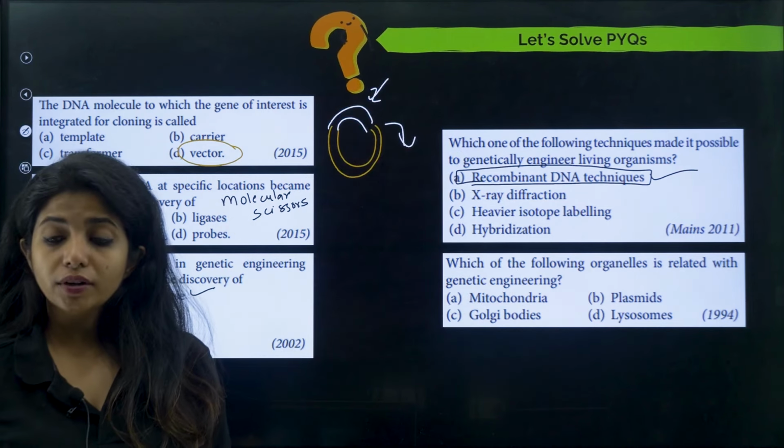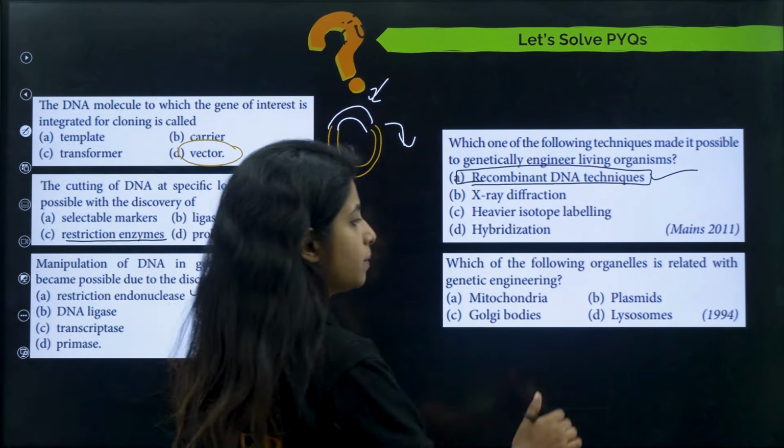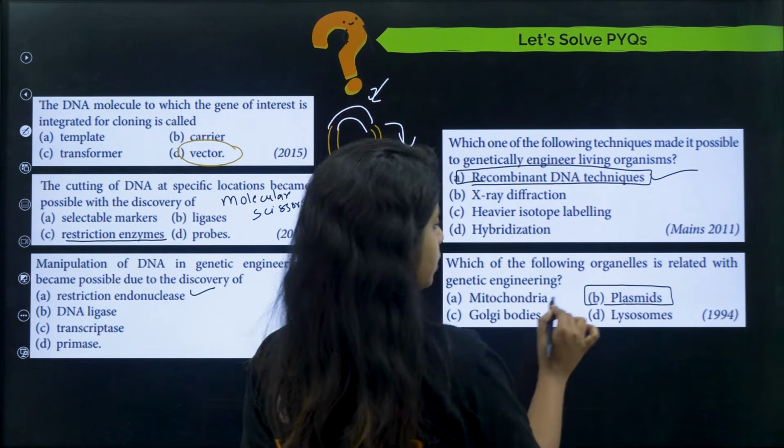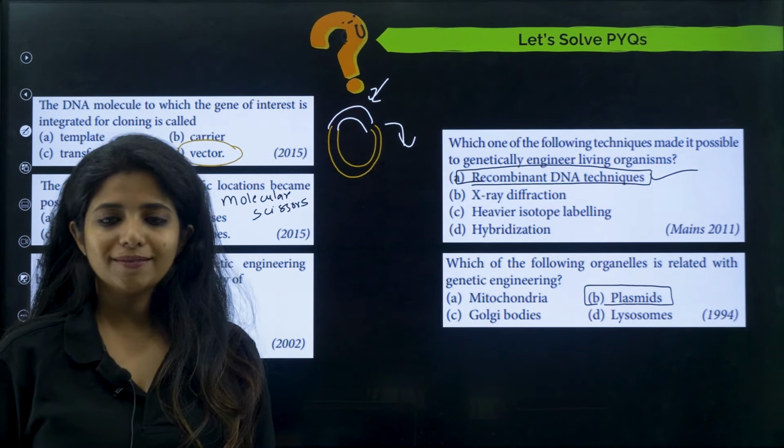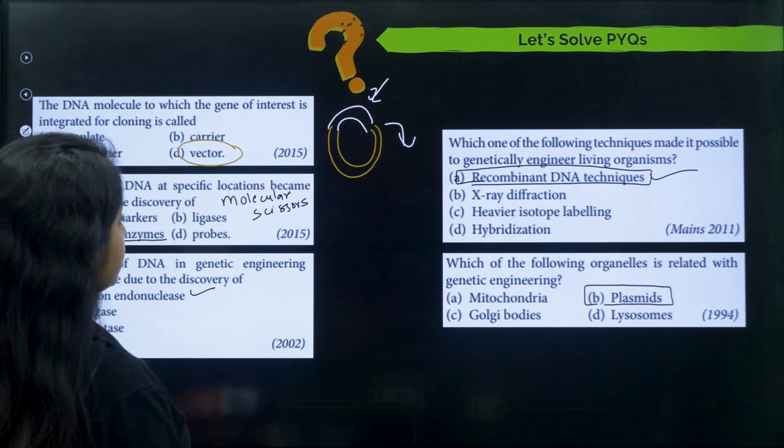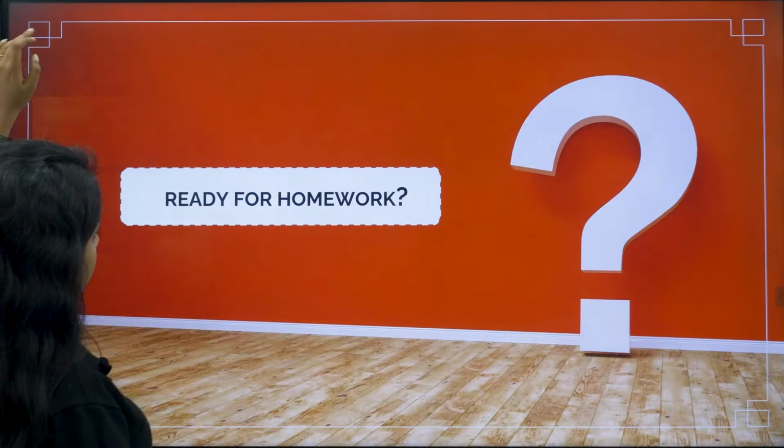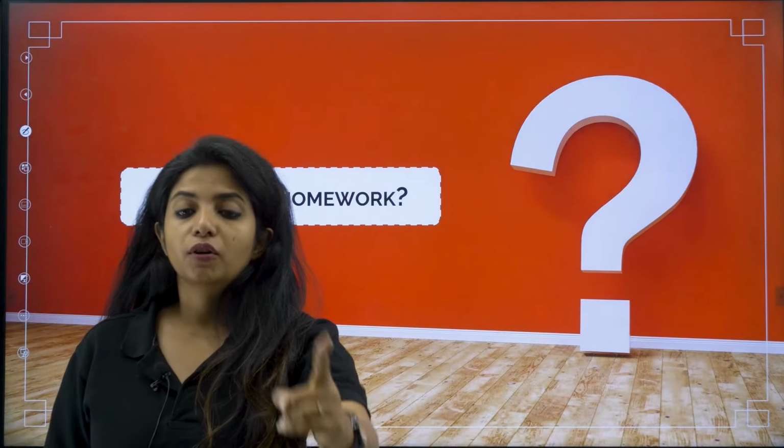Now, which of the following organelles is related to genetic engineering? It is the plasmid, children. It acts as a vector most of the time. This is found in prokaryotes. Done. Easy, no?